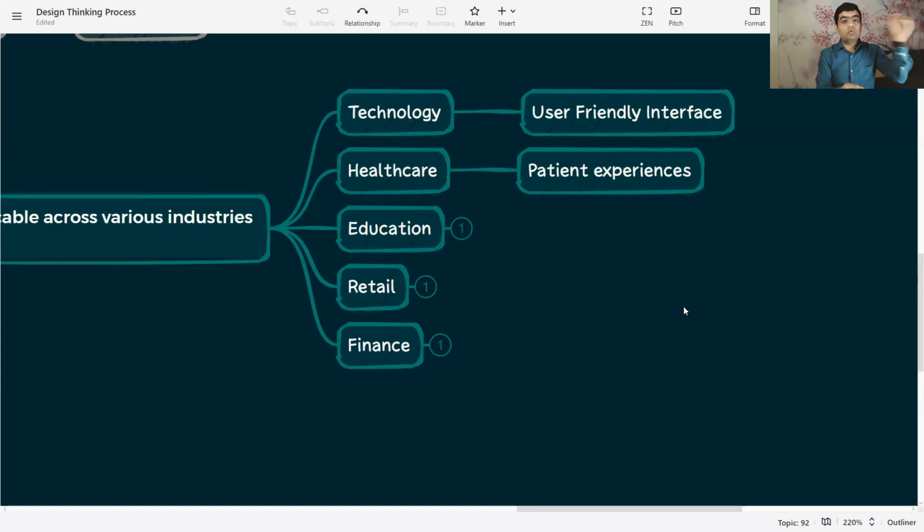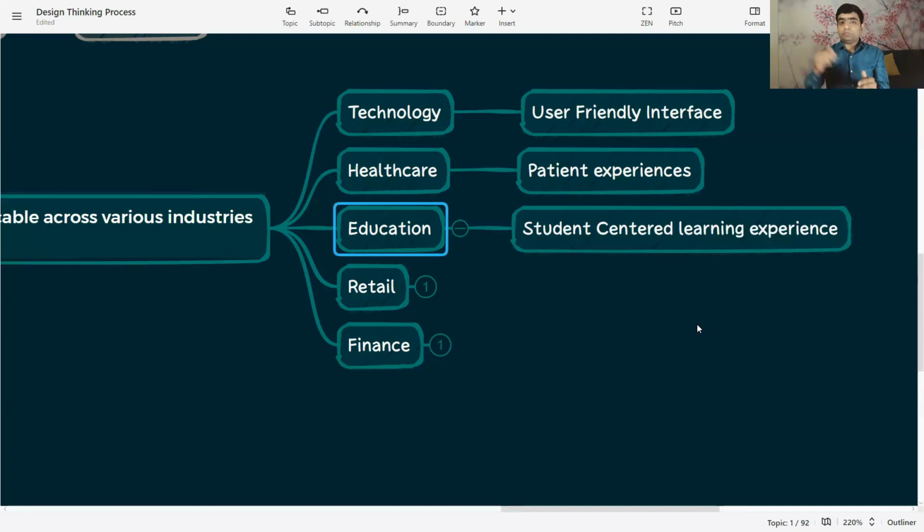You need not move to the hospital or go to the pathology lab for the ECG, right? You can do it at your home because you have a compact machine. So that is one example of the design thinking process. In the education industry also, a student-centered learning experience is considered, okay.